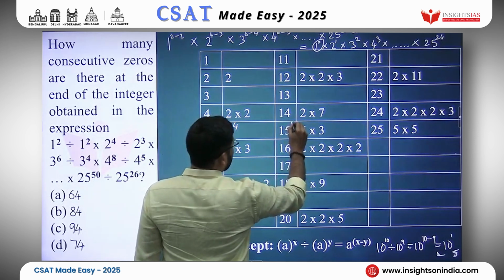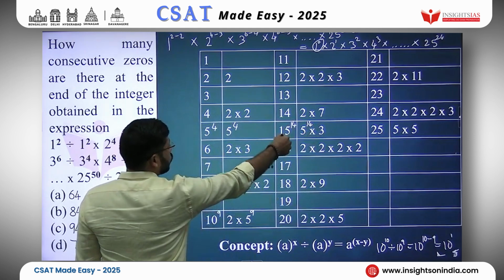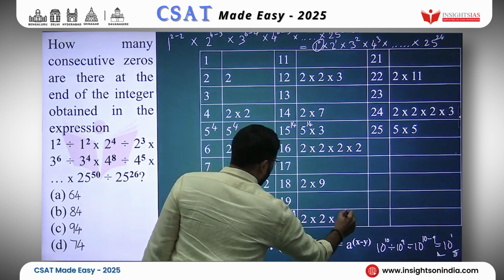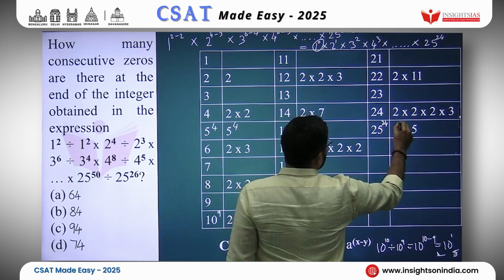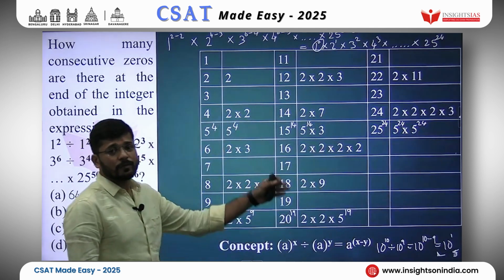Here it would be 15 to the power of 14, so 5 would be raised to 14. Then 20 to the power of 19, so here 5 would be raised to 19. Here 25 would be raised to the power of 24, so we would have 2 sets of 24 5s.